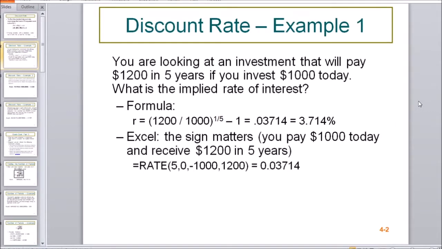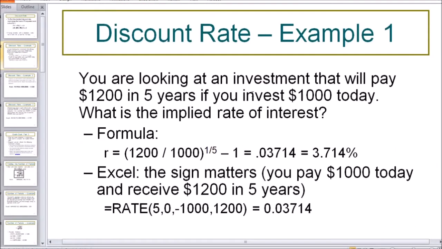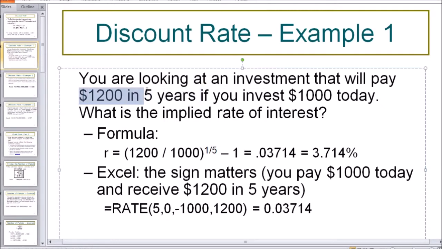So let's have a look at this example. Let's say we're looking at an investment that will pay you $1,200 5 years from now. But to get this $1,200 5 years from now, today you need to invest $1,000. So today you're investing $1,000, 5 years later you'll have $1,200, right? How much is your interest rate? Well, is it 20% more? Is the interest rate 20%?